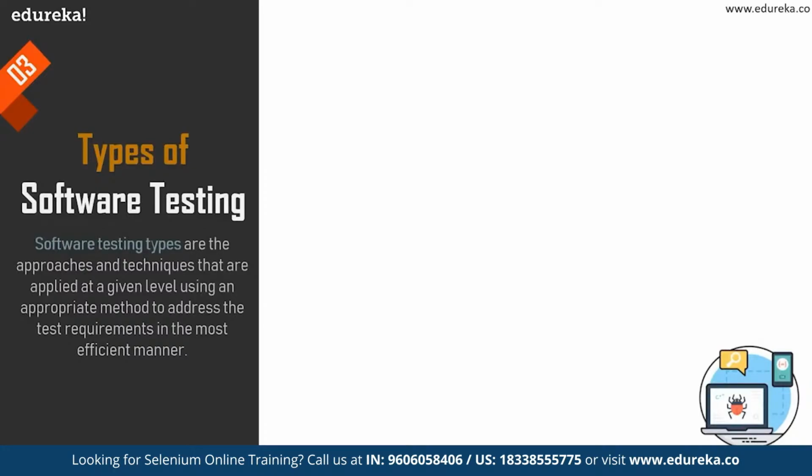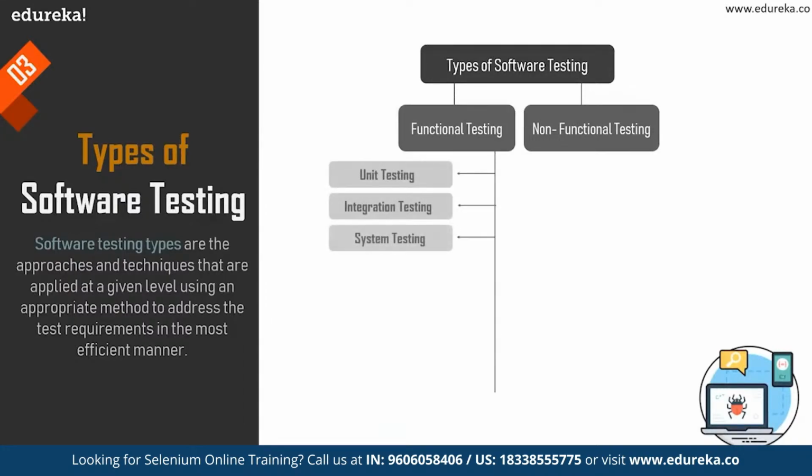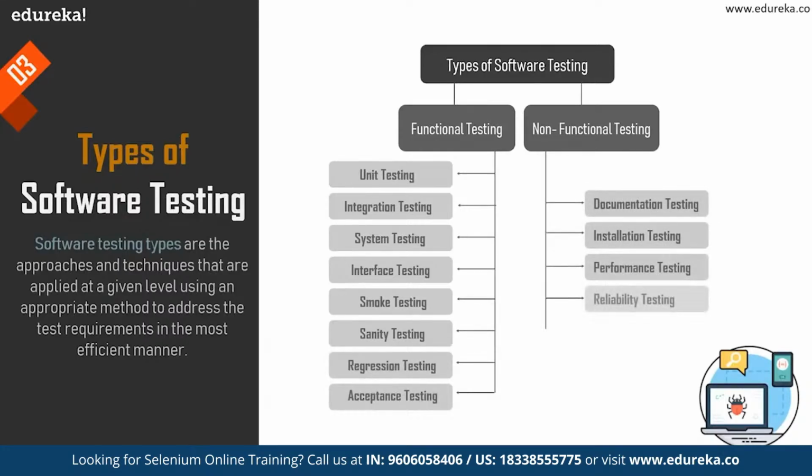There are a variety of software testing types, and each of them serves a different purpose. Broadly, it's divided into functional testing and non-functional testing. Under functional, we have unit testing, integration testing, system testing, interface testing, smoke and sanity testing, and many others. Coming to non-functional testing, we have performance testing, security, reliability, and many other things. Each of these testing types that you can see on the screen has its own purpose and importance. Based on the requirements of your testing, you should choose the one which suits your category.